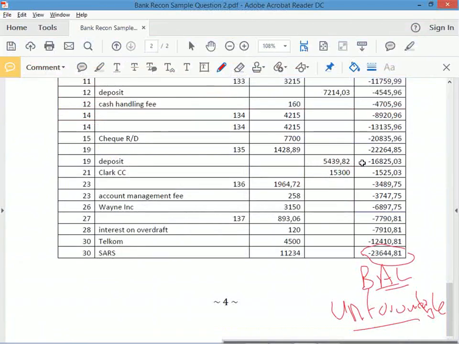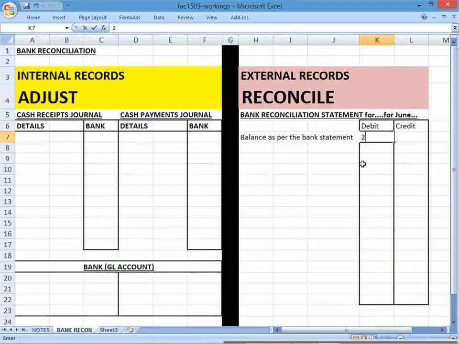So it's the opposite. Okay, you want to see a credit on your bank statement. Credit balance is good on your bank statement. Okay, because that means you actually have something in the bank. If you see this, this is bad. Okay, this means you're owing the bank. All right, so 23644.81.